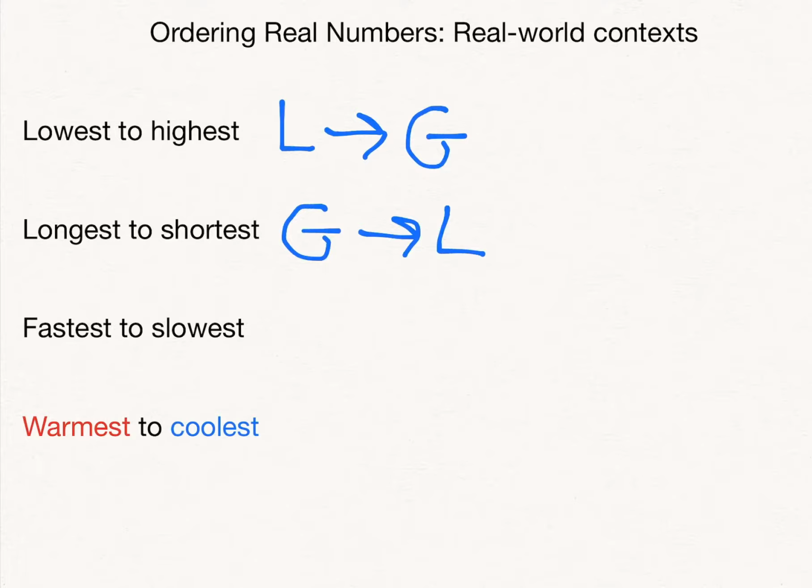Fastest to slowest is a tricky one. This could make you think of a track race, a foot race, or even a NASCAR car race. But this one is going to be least to greatest. You could also think of a swim meet or a swim race as well. The fastest time is always going to be your lowest time. Whoever finished first finished it in the least amount of time. Your slowest time is going to be a greater number because it means that person took longer to finish the race. Our last one is warmest to coolest.